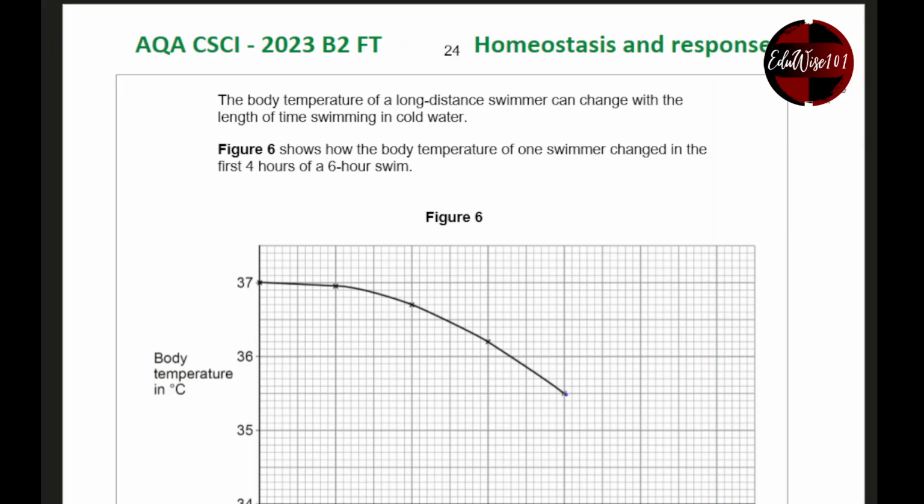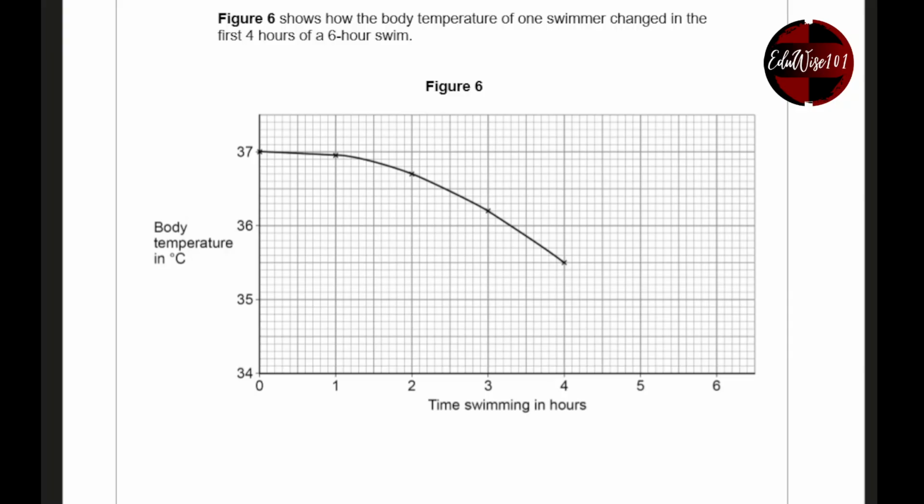The body temperature of a long distance swimmer can change with the length of time swimming in cold water. Figure 5 shows how the body temperature of one swimmer changed in the first 4 hours of a 6-hour swim. So imagine someone swimming across the English Channel between the UK and France non-stop. People have actually done it. Their body temperature usually starts off at 37 degrees, and the longer you stay in the water, slowly your body temperature is going to go down.